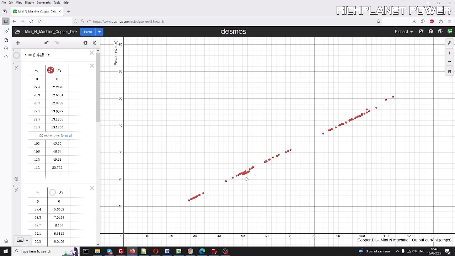I can now draw a solid line over the data points by defining an equation for that line. In this case, it is y equals 0.445x, where y is the output power and x is the output current. 0.445 is the fixed voltage output. The slope of this line, 0.445, represents the fixed voltage output of the machine.